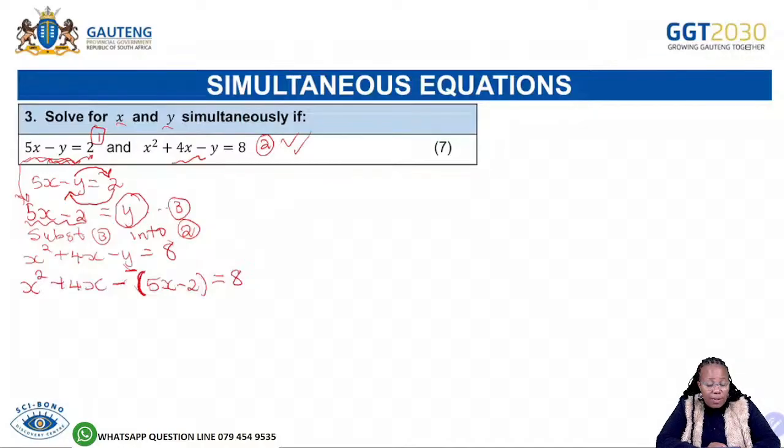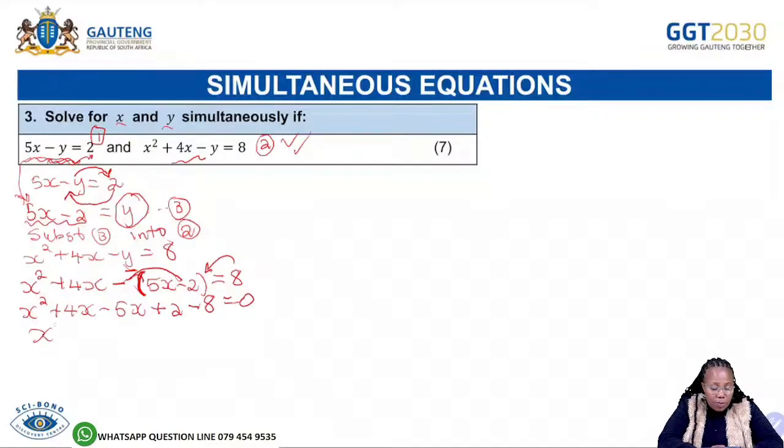So now, grade 12, the next step, you need to remove the brackets. That will be x squared plus 4x, negative times positive, negative 5x, negative 1 times negative 2, that is positive 2. Transpose 8 to the left, minus 8 equals 0. Now we check like terms: that is x squared, 4x minus 5x is minus x, plus 2 minus 8 is minus 6, equals 0.